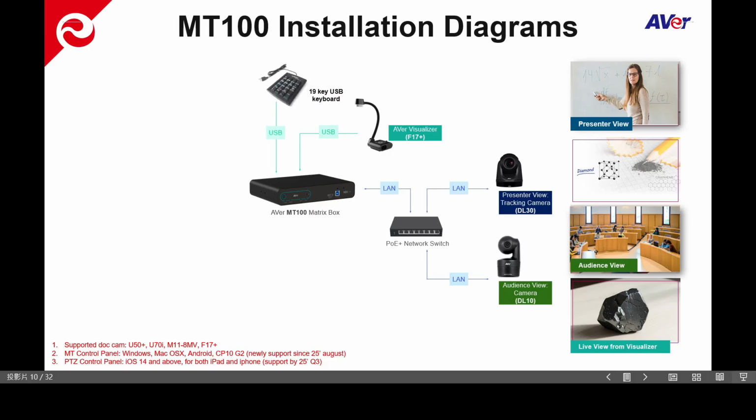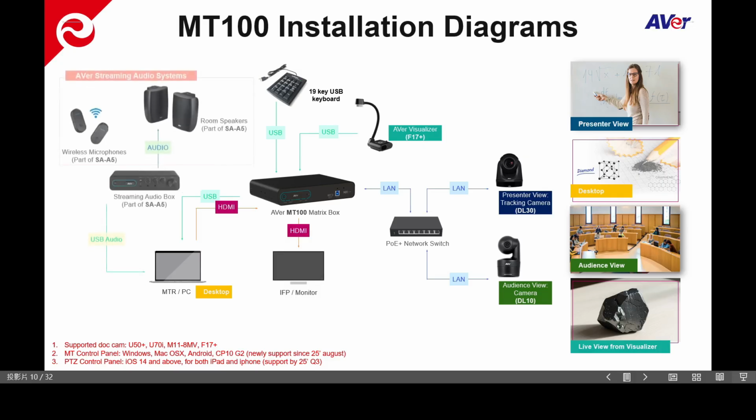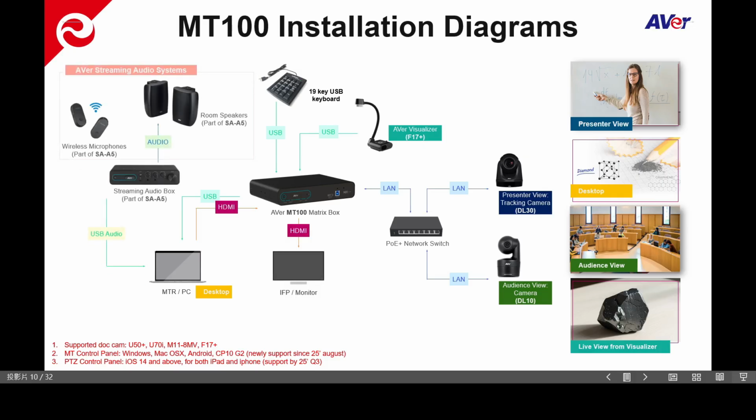On the front panel, the USB Type-B port outputs video to a PC, while the HDMI output connects to an interactive flat panel, IFP, or monitor. On the PC side, users can further connect streaming audio systems to complete the overall AV solution.